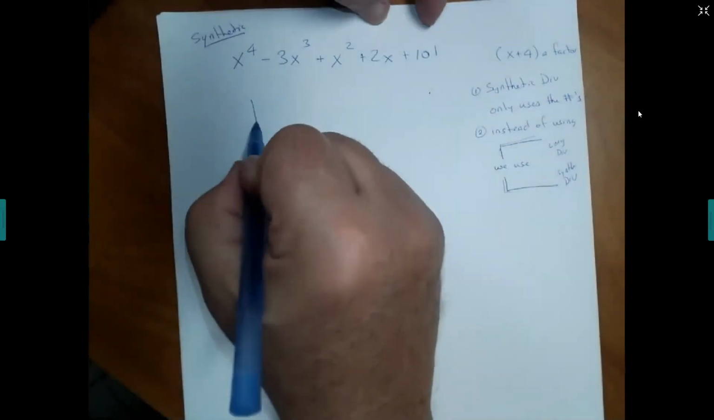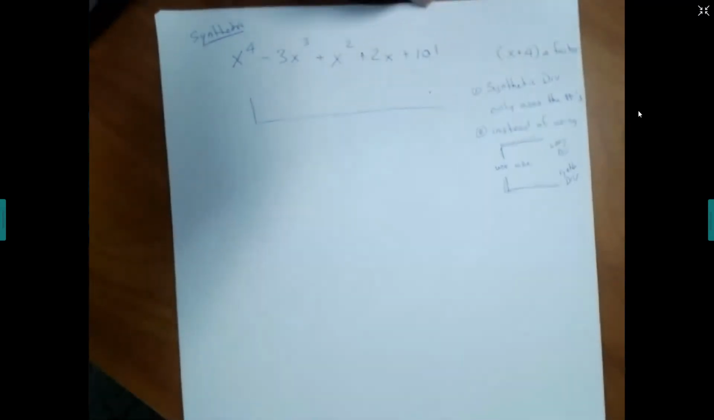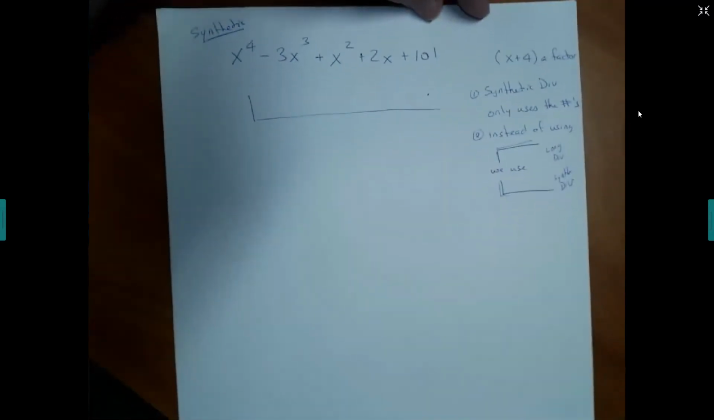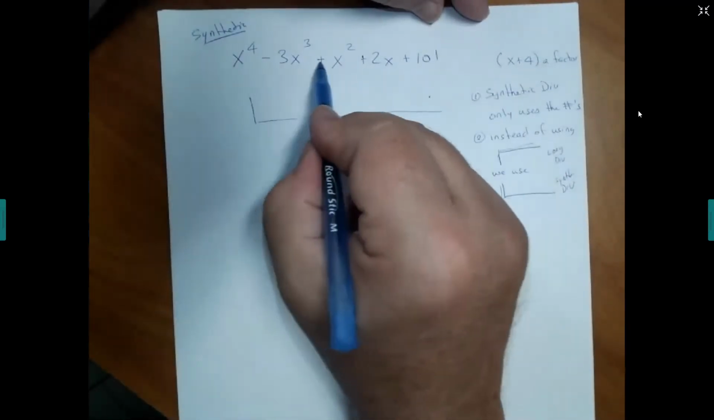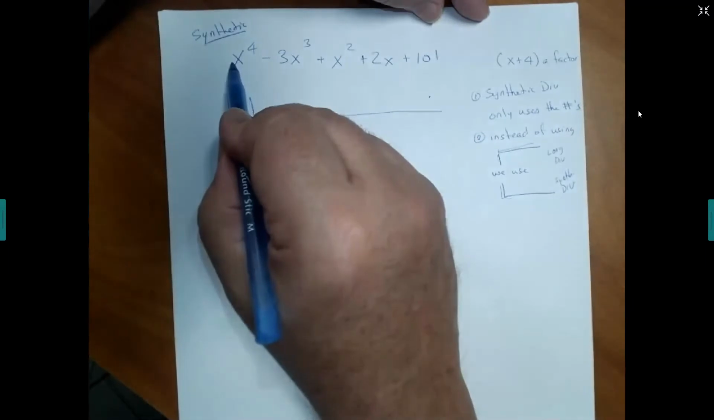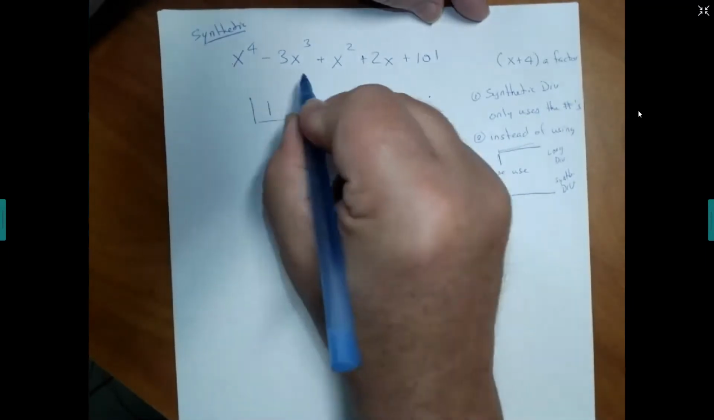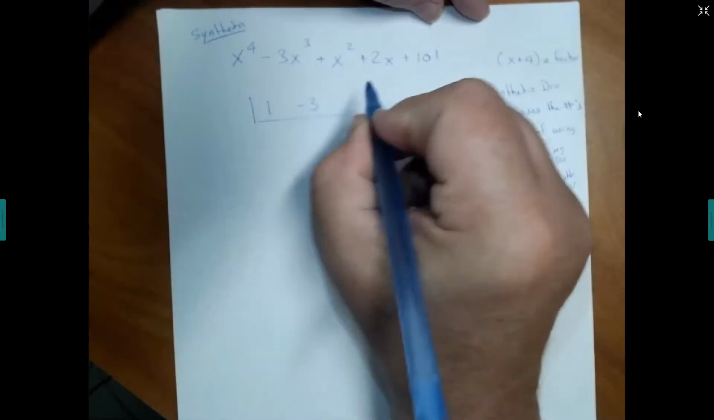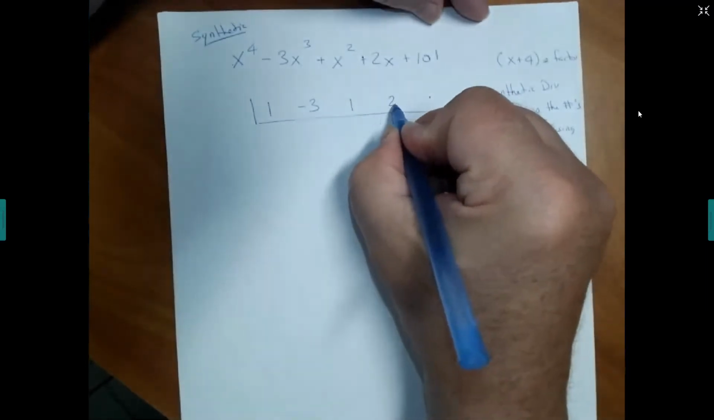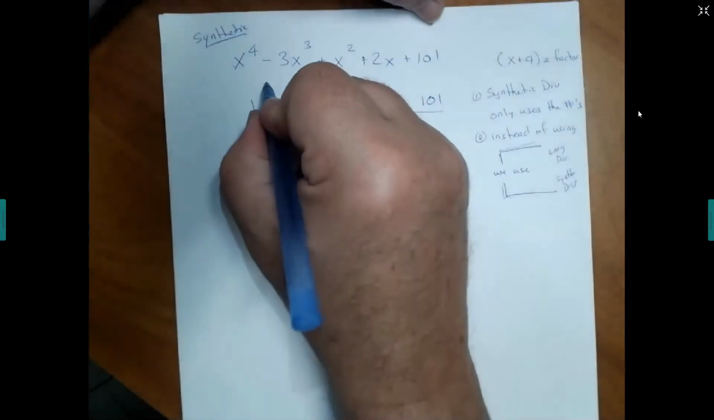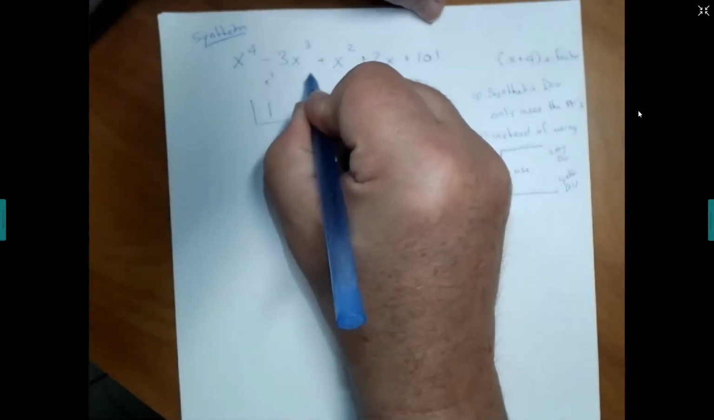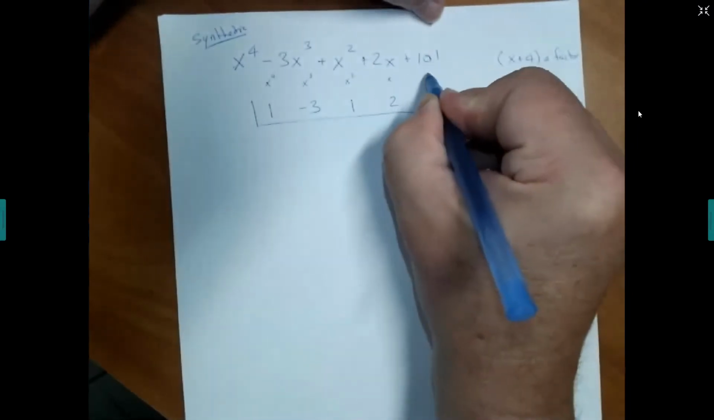So since we're using synthetic division, I put that. Notice, we only use the numbers. So inside here, only put the numbers of your original equation. So what's the coefficient of x to the fourth? X cubed. So this is the x to the fourth column, x to the third, x squared, x, and constant.